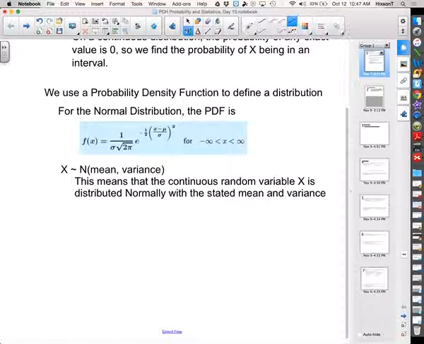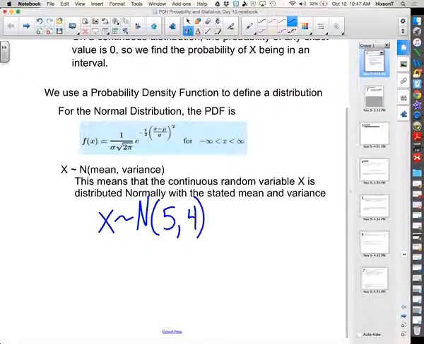So for example, if I said X is distributed normally, whoop, forgot my N, like that, and I said 5 and 4. What's my mean? 5. What is the standard deviation? 4. What's the standard deviation? 2. 2. Okay? Because in the parentheses it's mean and then variance. Okay?